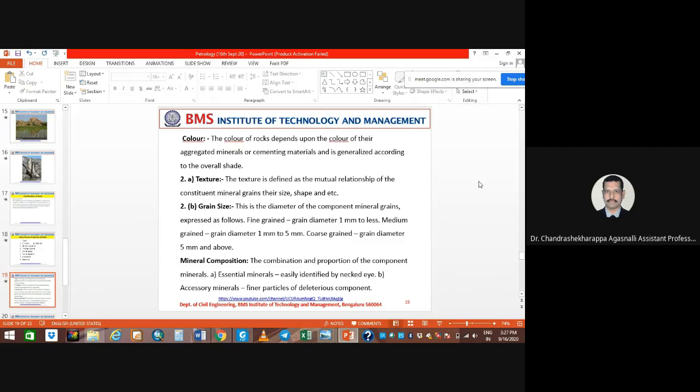This is how we study the physical properties of rocks with the help of texture, grain size, color, and other properties. Okay, general composition. The mineralogical composition is the combination and proportion of component minerals. For example, I told you about essential minerals and accessory minerals. Essential minerals are easily identified by the naked eye. You need to understand that first.